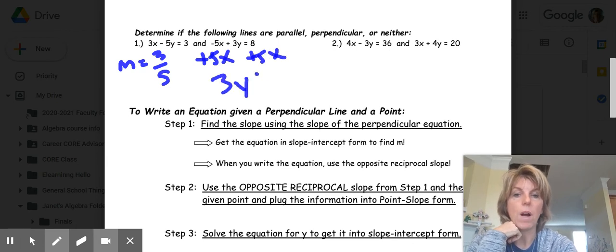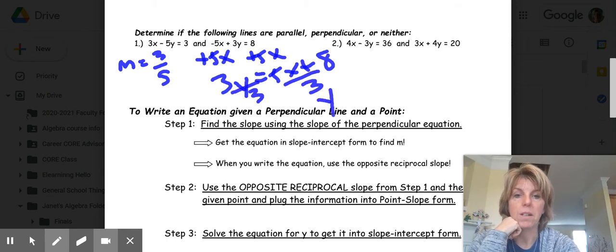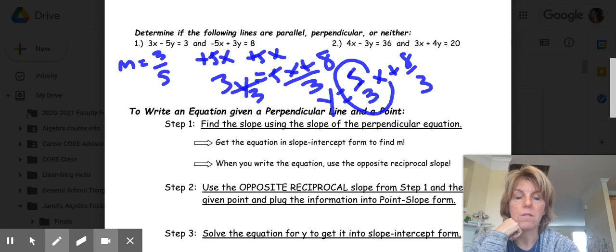Now for the second one, we're going to add 5x to both sides. We're just solving for y, which we've done so many times before. That should definitely be a comfortable skill by this point in time. Divide both sides by 3. Don't do these in your head. Make sure you write them out. 8/3. So the slope we get is 5/3. We get 5/3 for that one.